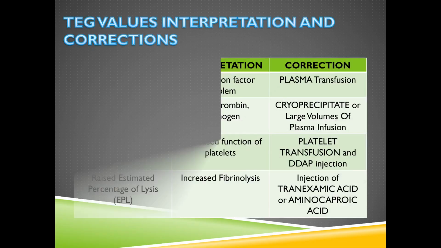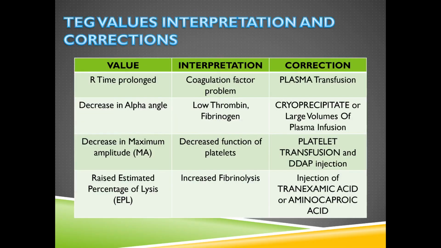And the TEG value interpretation and corrections. So using this TEG value, these 4 important values are there: R time value, alpha angle, maximum amplitude, and lysis. These are the 4 values which we have to look into. If R time, that is the initiation of clotting, is prolonged, then you have to give the plasma transfusion, which will contain all the factors as well as the cryoprecipitate, everything will be there. So you give the plasma for correction of R time prolongation.